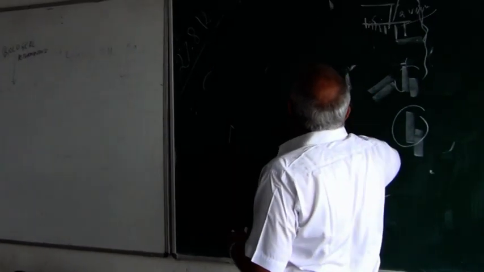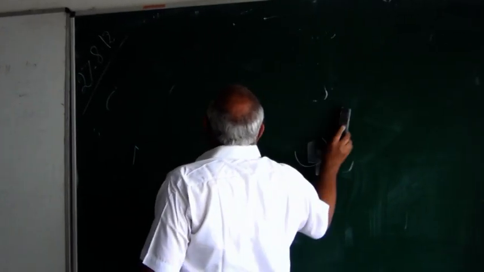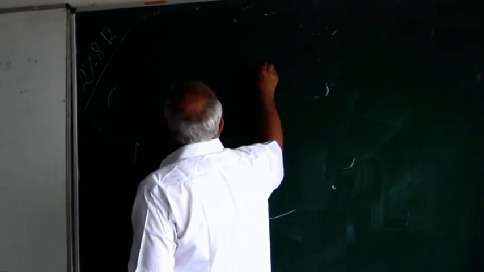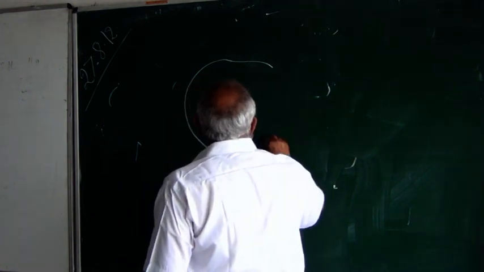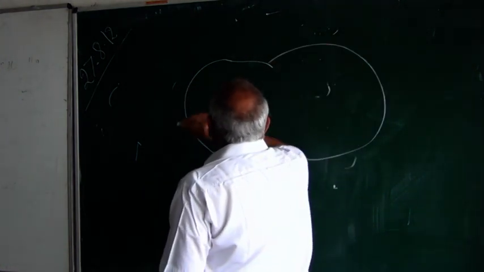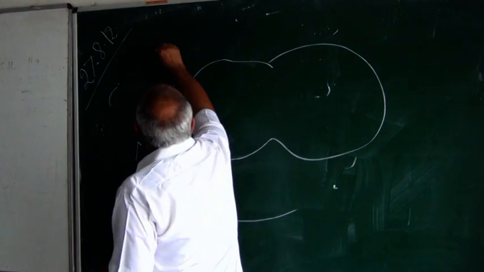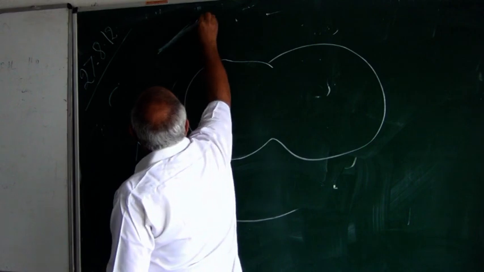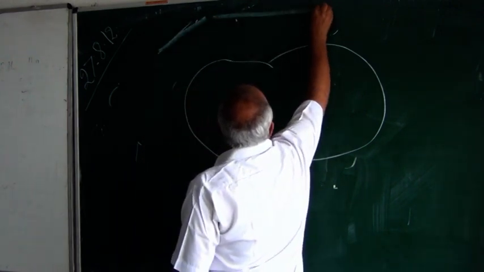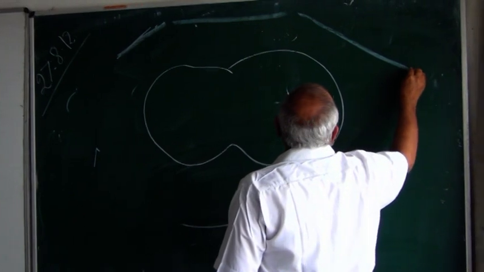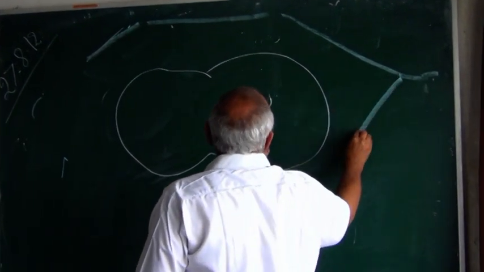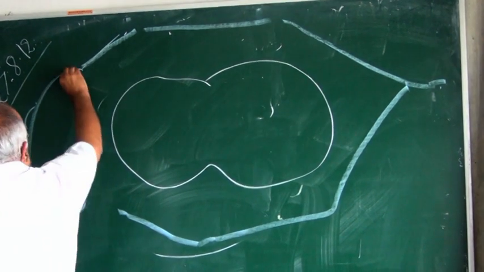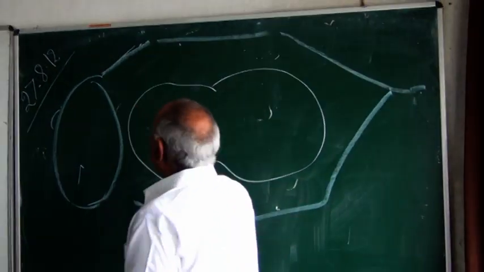Now inside the vertebral column, what you find is that there is a canal. This is the pedicle, lamina, and spine, and the body is over here. So this is the spinal cord.